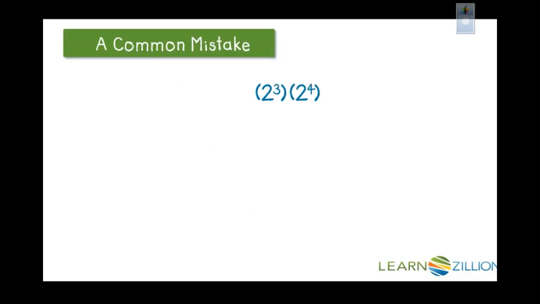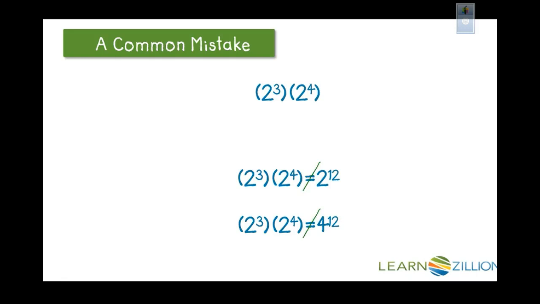Here I have written each of the exponential expressions in parentheses with no operations in between. Anytime two parentheses are written next to each other with no operation in between, the operation is multiplication. Often, students think that 2 to the 3rd times 2 to the 4th equals 2 to the 12th because they multiply the two exponents. Or they think that the answer is 4 to the 12th because they multiply the bases and the exponents. But we'll quickly find that neither is correct.